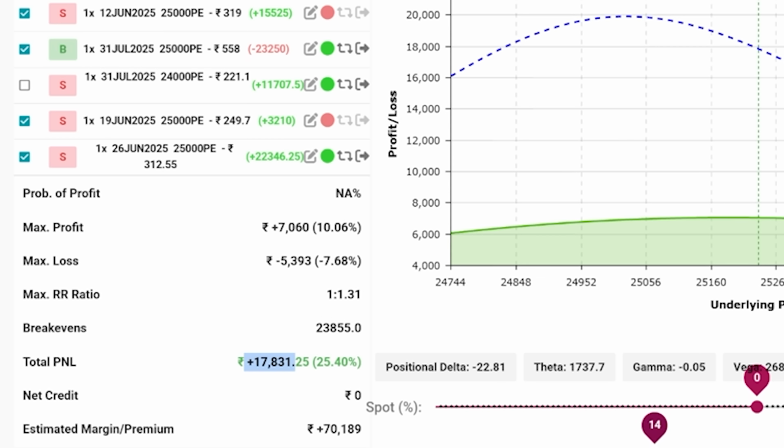That too, this position was taken on 5th of June and the video is being shot on 25th of June. It's only 20 calendar days. It's only 3 weeks. In 3 weeks, 25% return.